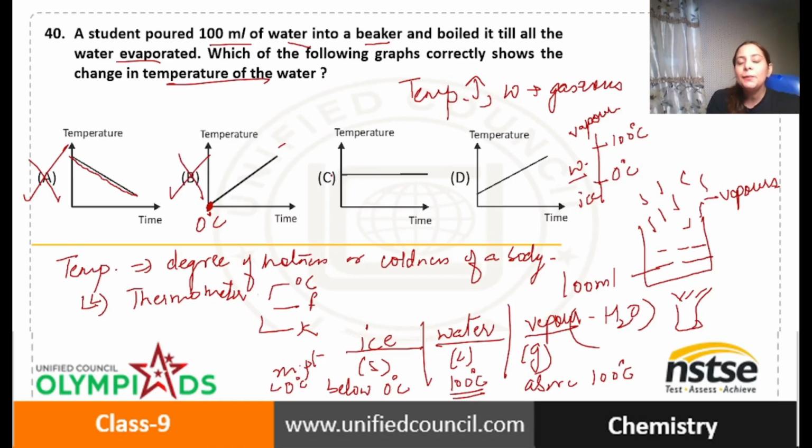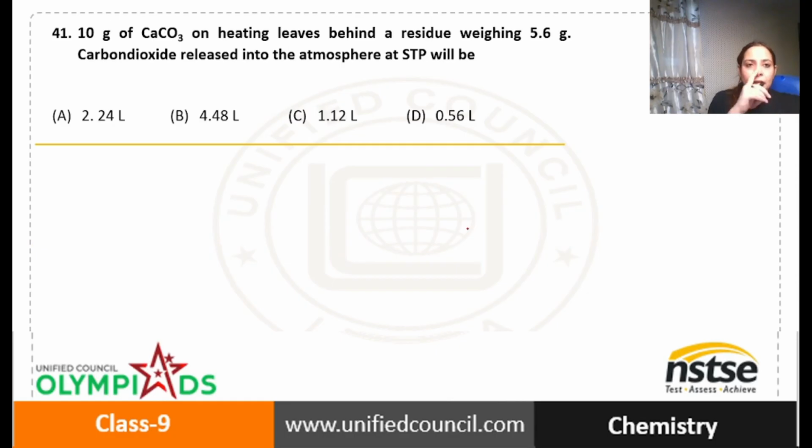C says that temperature remains constant, which is incorrect. When you heat something, temperature cannot remain constant. So therefore the correct answer is option D, because it shows that temperature remains constant for some time and then starts increasing. So which option is correct, students? Option D is correct. Next question.